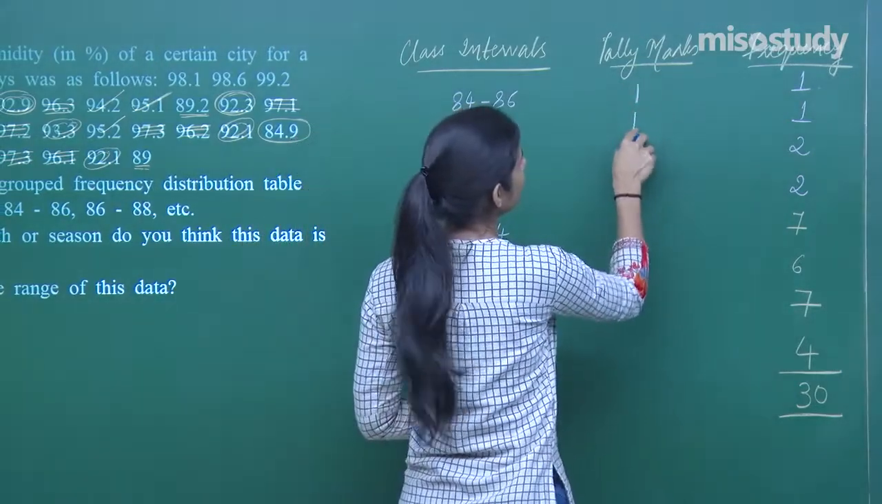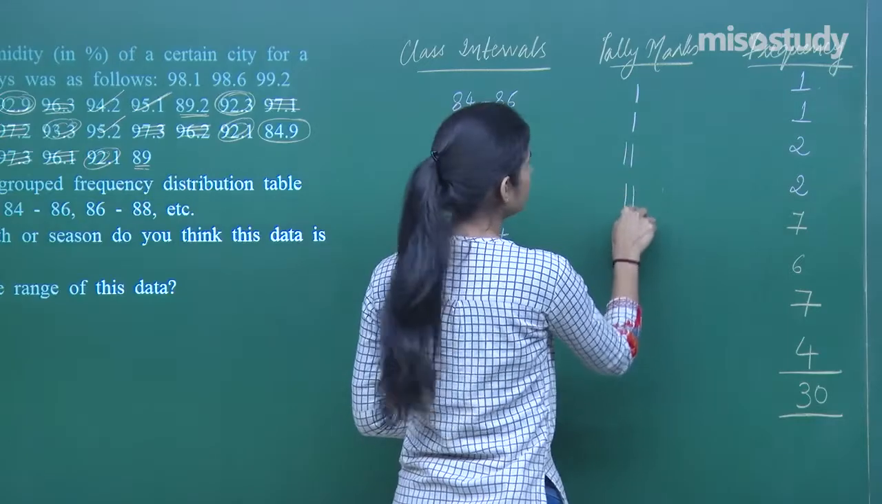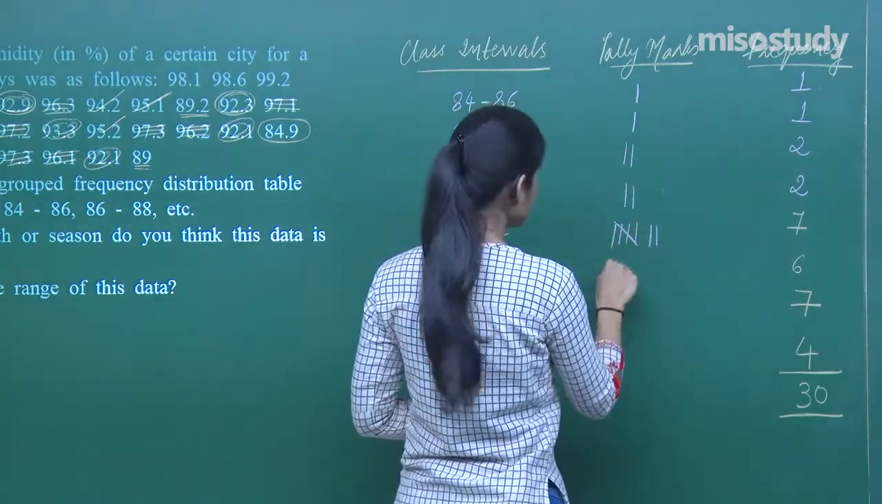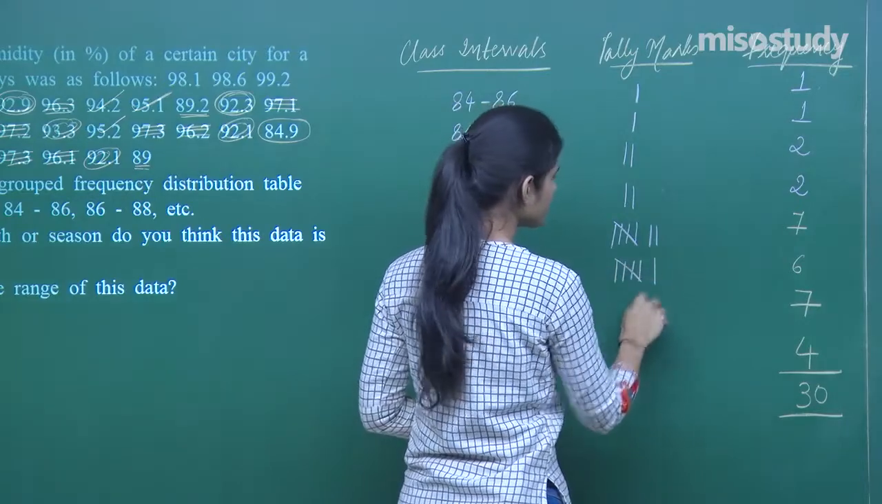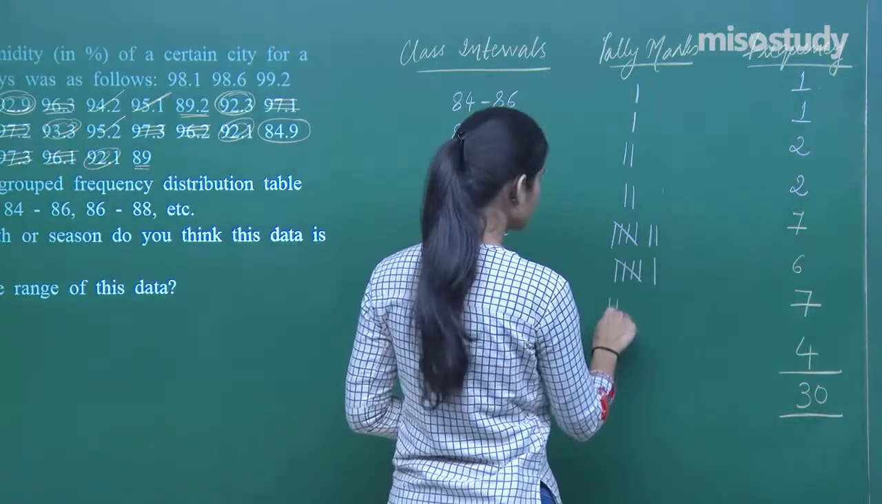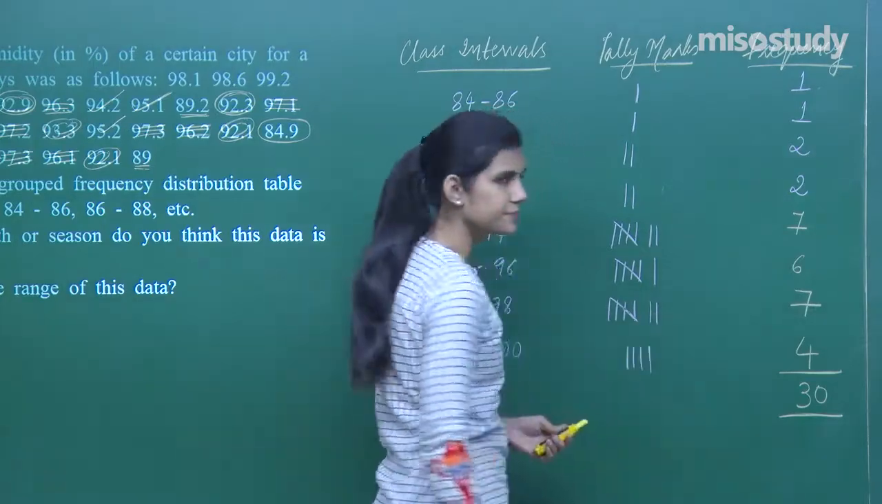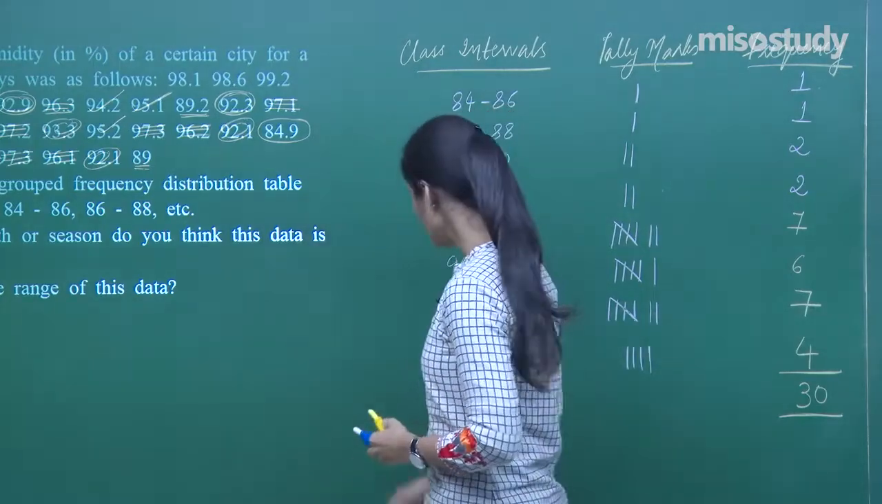This is 1, again 1, then 2, then 2, then 7, 5, 6 and 7, then 6, 1, 2, 3, 4, 5 and 6, then again 7, so 1, 2, 3, 4, 5, 6 and 7 and then 4. Clear? Let's move to the next question.